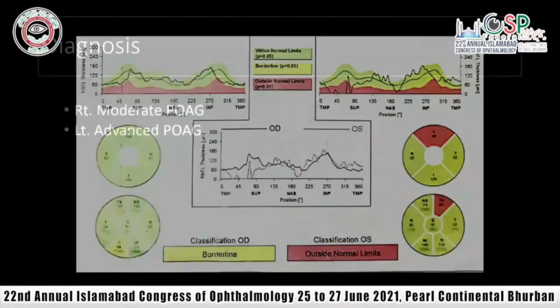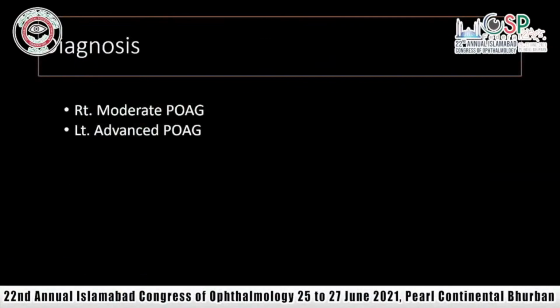So I think the diagnosis is quite simple. It is glaucoma on both sides, but on the right side it is moderate primary open angle glaucoma, and on the left side it is advanced primary open angle glaucoma.